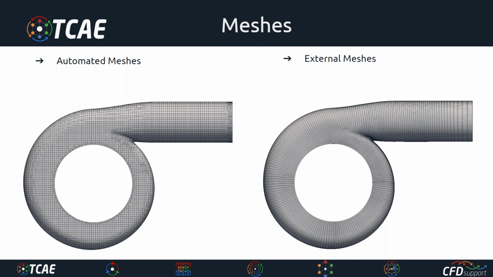So we always leave this mesh decision up to the user. Some users prefer automated meshing based on SnappyHex Mesh and NetGen. The other users prefer external meshes created in the third-party software and loaded into TCAE. So that's fair enough. We fully respect that. It's always up to the user which meshes are going to be used.